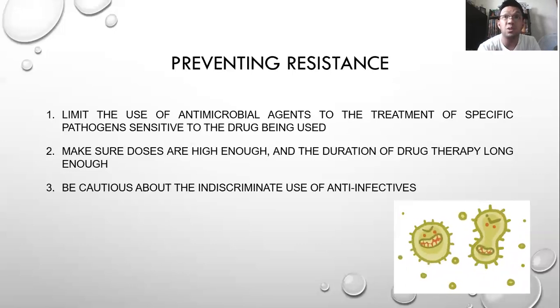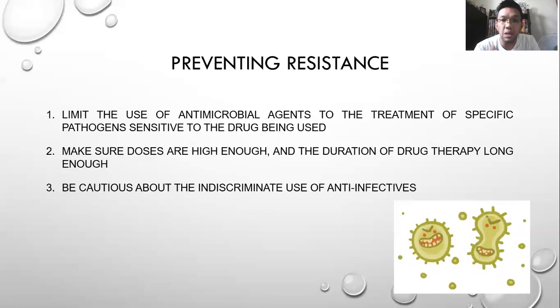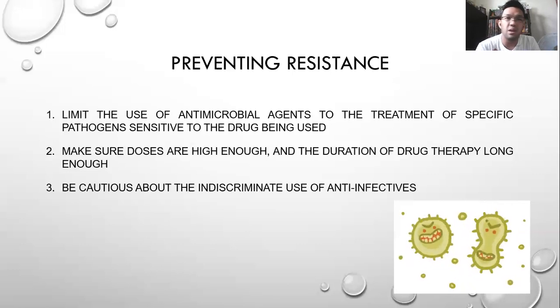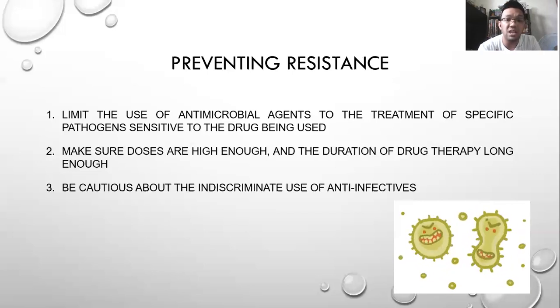It is our role as nurses to teach patients how to strictly conform to this schedule. Number three, be cautious about the indiscriminate use of anti-infectives. That is why they are being regulated right now. Pharmacies no longer sell antibiotics or any other anti-infective agents over the counter. You need to buy anti-infectives with a prescription, because there are certain patients before who have been using anti-infectives indiscriminately, or they are just taking it for granted.